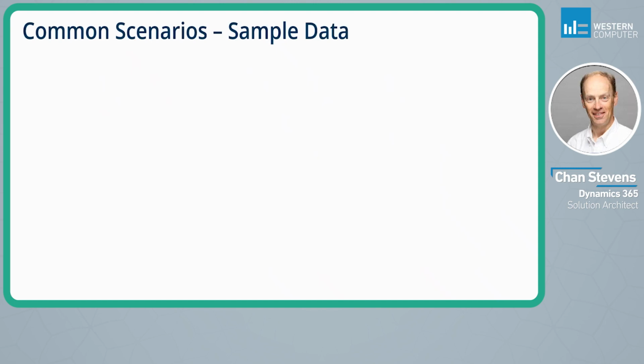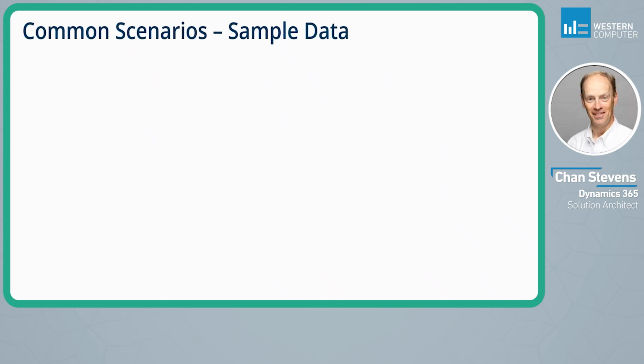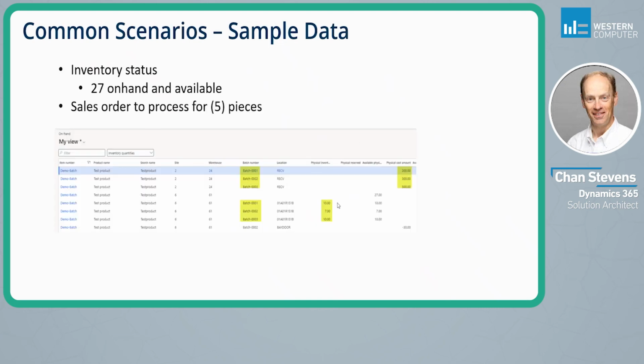So now let's look at some common scenarios and the baseline data that we've got set up to support this and show you the differences. For a sample product I've set up, it's using FIFO costing method, first in, first out. It is batch tracked for inventory purposes, so there will be a batch number. You can see I've received 3 different batches, batch 1, batch 2, and batch 3, at 3 different costs for each of those batches. The first was at $20 per unit. The second receipt was at $30 per unit, and the third receipt was at $50 per unit. So that gives us, at the moment, 27 units on hand and available. So you can see the 3 different batches, 3 different totals there.